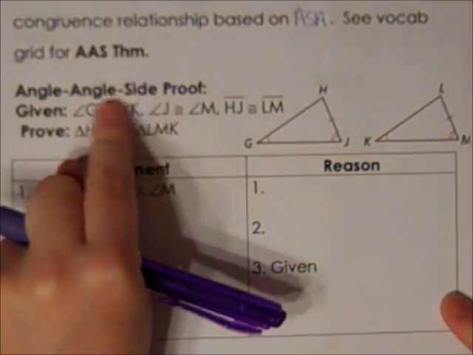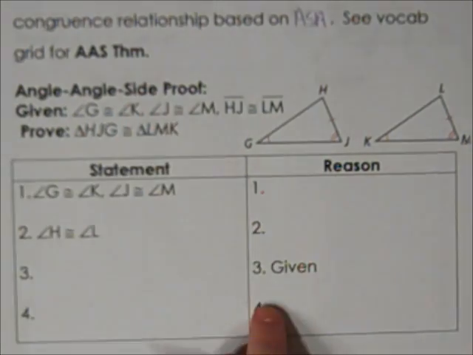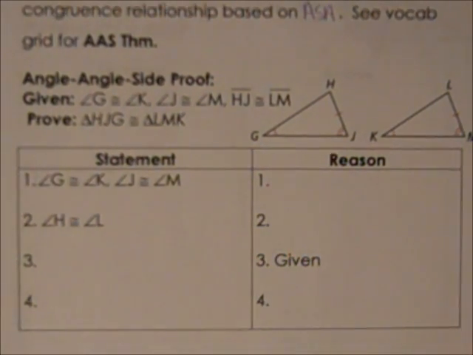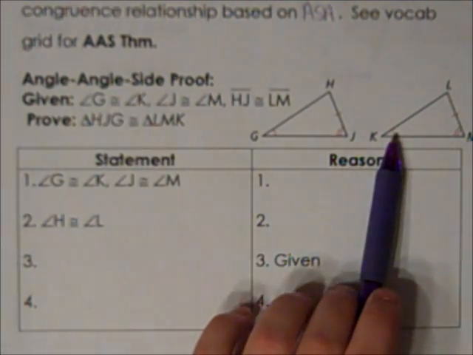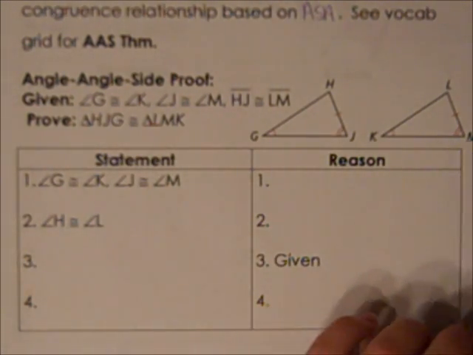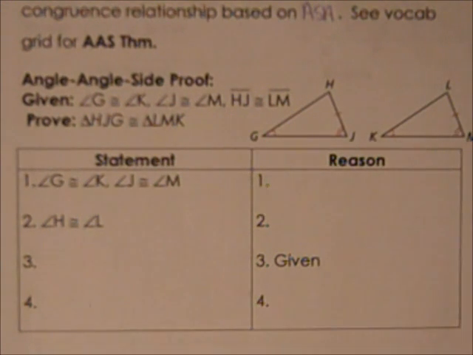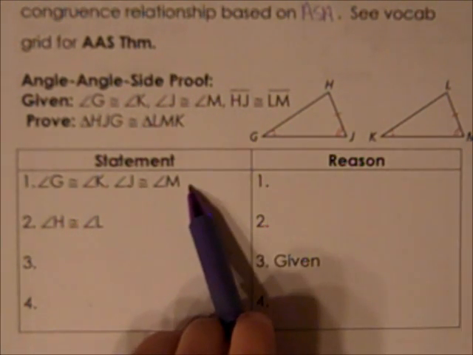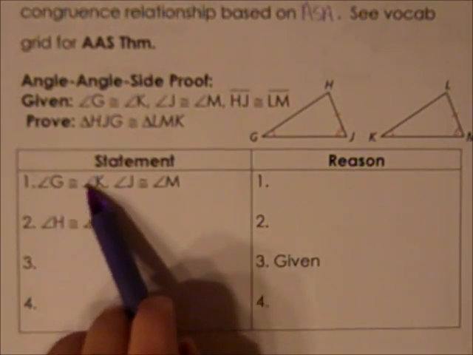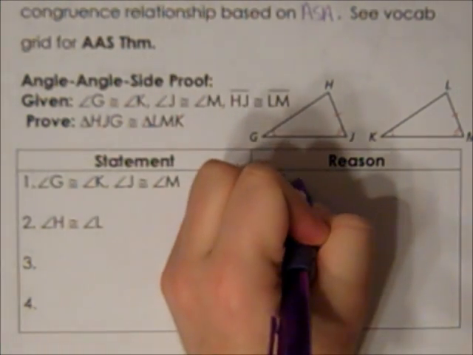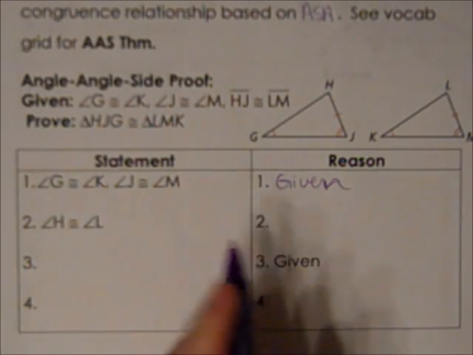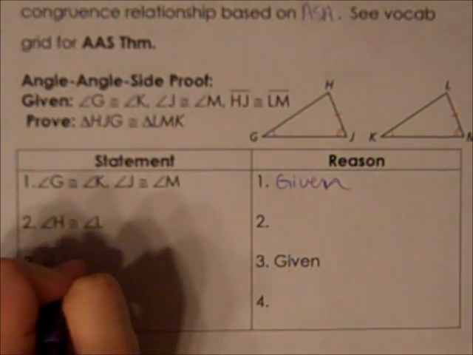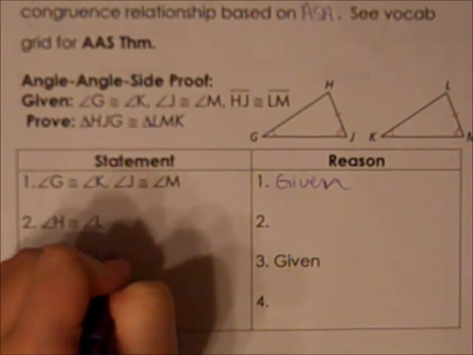So we're proving the angle side theorem here. So we're not going to use angle side, but that's what we're proving why it's true. So we are given that G is congruent to K and J is congruent to M, and also that HJ is congruent to LM. So we have them separated. These two are here as a given. And then we can see that there's another given down here. So let's just go ahead and put that in while we're talking about it.